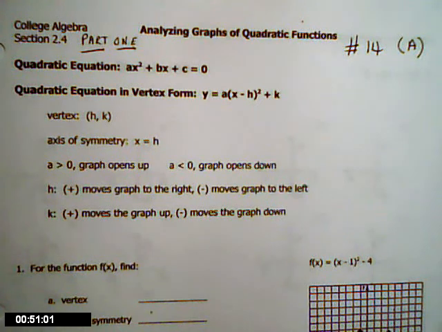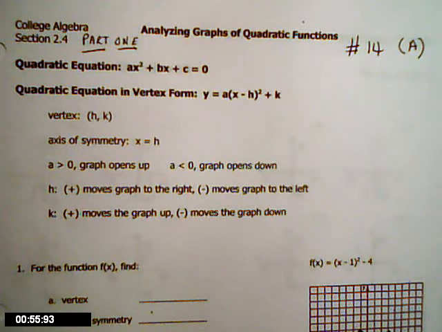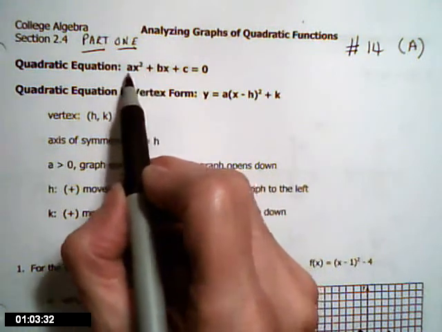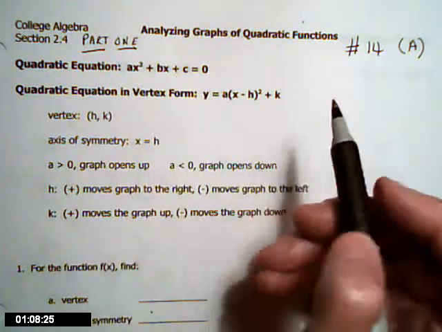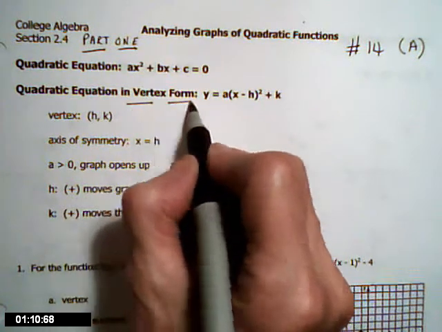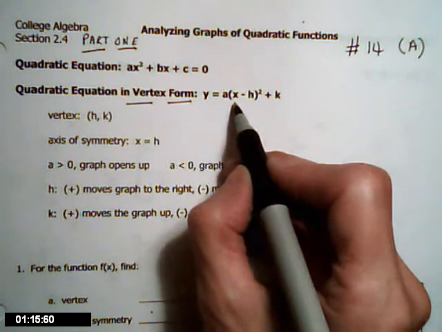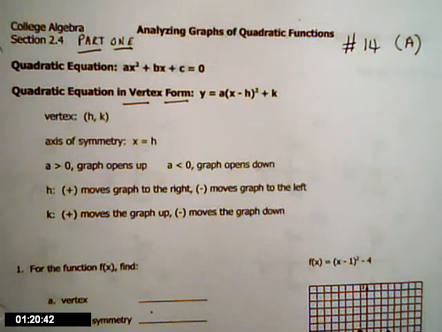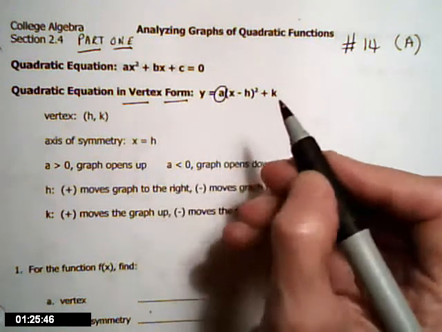Now, in this next little paragraph, there are a lot of variables, but just hold on because we're going to talk ourselves through that. The equation, if everything were multiplied out, of course, is ax squared plus bx plus c equals 0. If it's in vertex form, it has been factored so that we have y equals a times (x minus h) squared plus k.